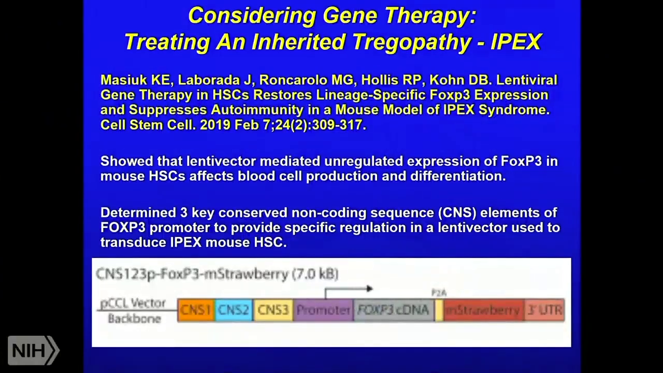And then I wanted to focus on, I'm going in the wrong direction, so sorry. So then I wanted to talk about this paper, which was in Stem Cell in February, in which Don Cohn's group showed that lentivector-mediated unregulated expression, if you put it in hematopoietic stem cells, would affect differentiation of cells. So of course, you can't just use a lentivector. You're going to have to make it tightly regulated.